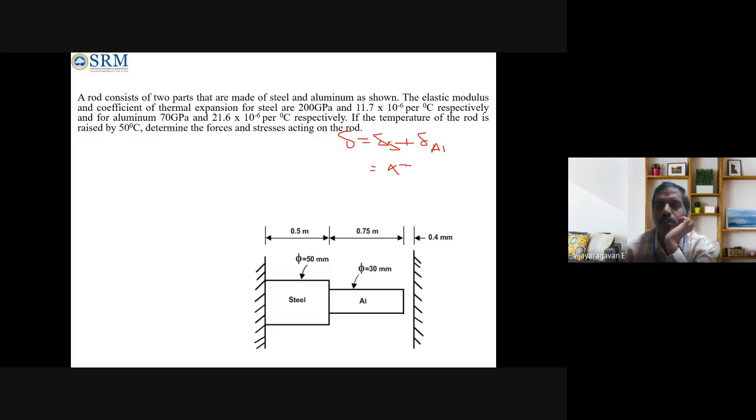It is alpha T into L, for steel as well as for aluminum. Alpha for steel and aluminum is known. Temperature rise is going to be 50 degrees. Length for steel and aluminum is known. Can you calculate and tell me what is the total deflection? Anyone working on it?